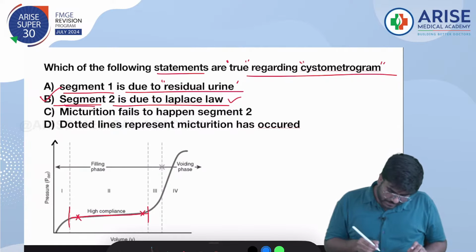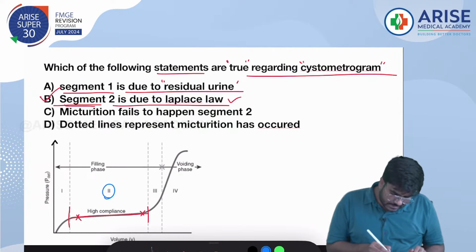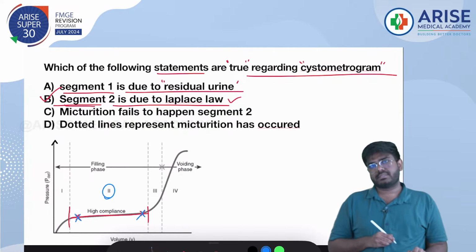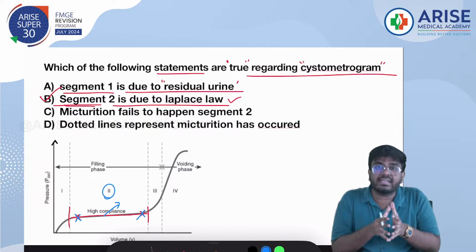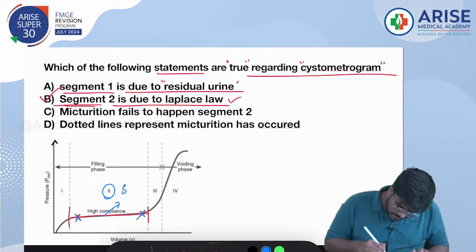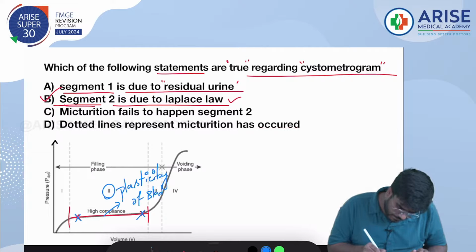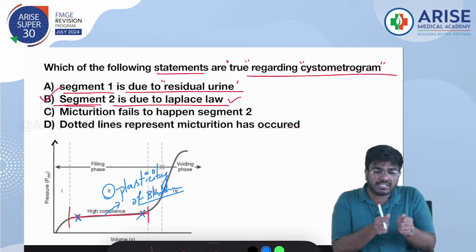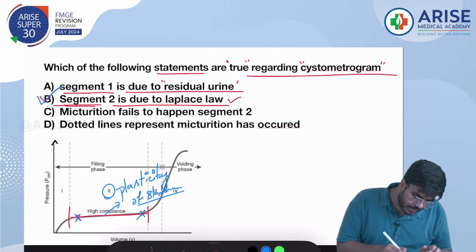So what will you be asked in your exam? Phase 2, or sometimes they can say phase 1b also. This phase 2 is explained by Laplace law. This phase 2 indicates bladder compliance. The bladder is stretching during this phase 2, so it is compliance, or we can say plasticity of the bladder. What is happening in phase 2? It's the plasticity of the bladder, the stretchability of the bladder, explained by the law of Laplace. The pressure is maintained constant. This is a true statement.